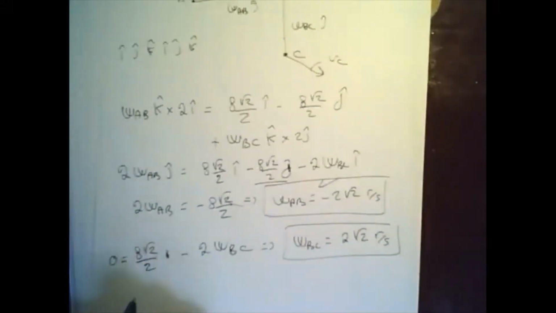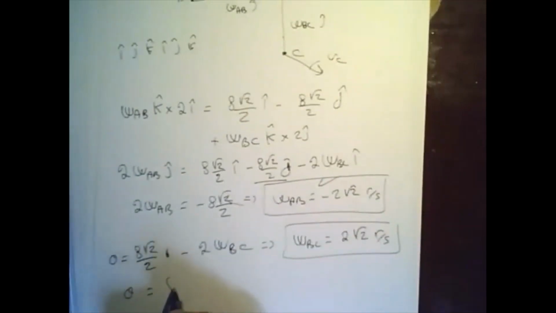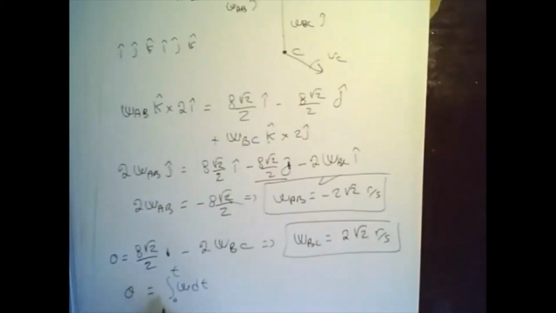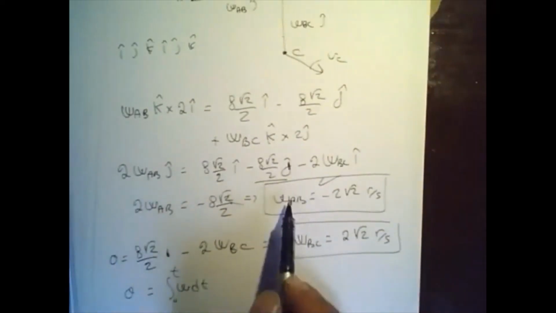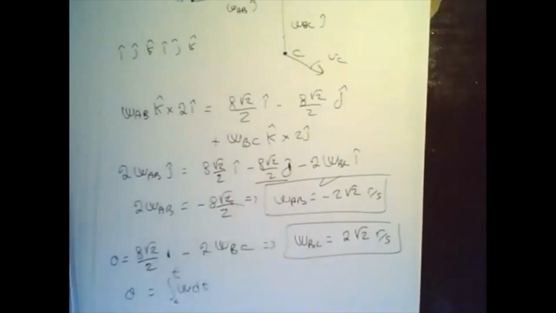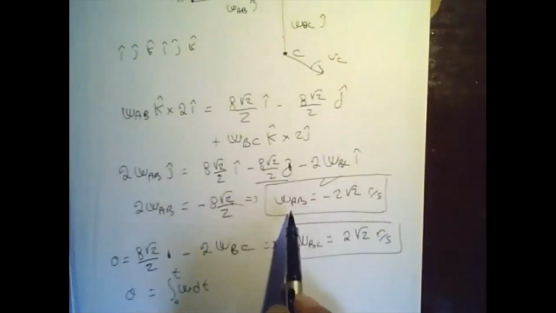So obviously, theta is going to be the integration of omega dt from 0 to some time t. Here, what we did is we obtained the omegas at that particular instant, meaning for this particular geometry.